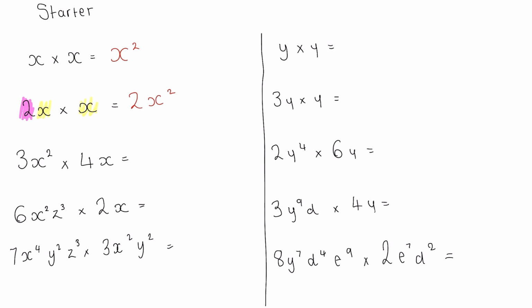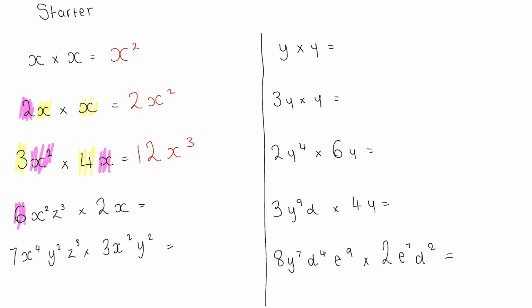Same thing again for the next one. Think about the numbers and the letters as two separate things. So we've got 3 times 4, which is going to give us 12. And then we've got x to the power of 2 times x. Now, x to the power of 2 times another x is just going to give me x to the power of 3. Imagine x to the power of 2 is x times by another x. We've got x times by itself 3 times.